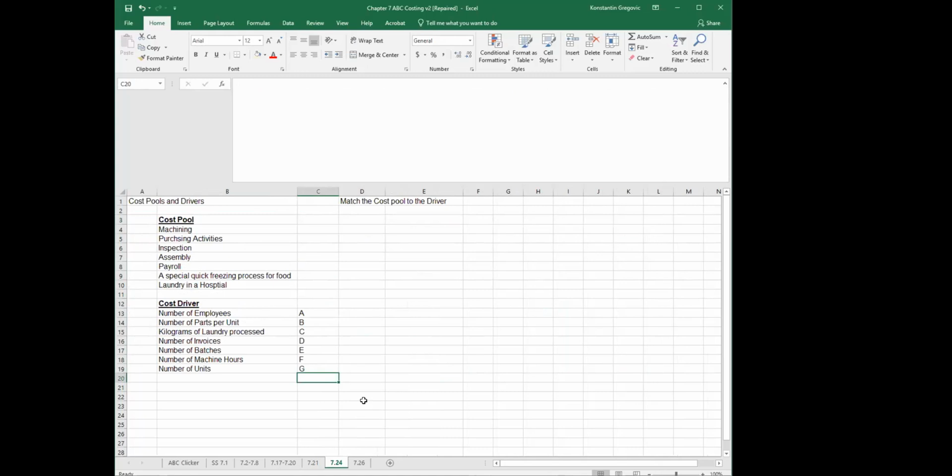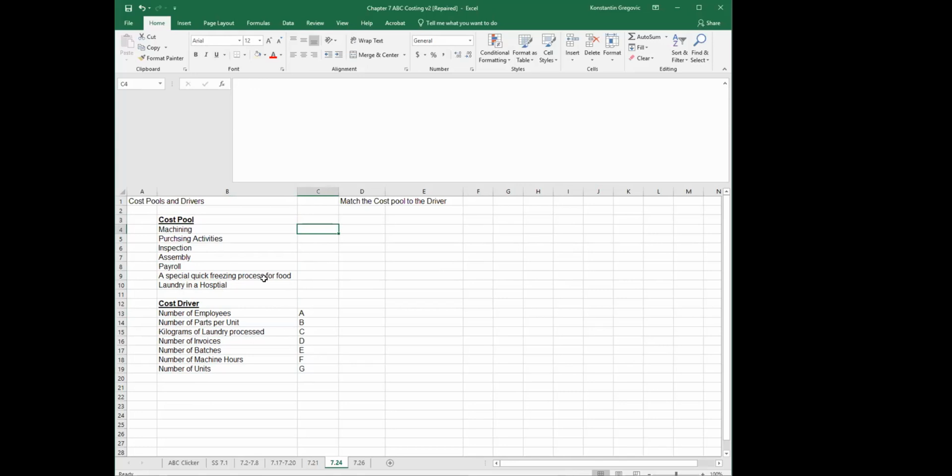We've got one here. Match the cost pool to the driver. Let's do this one. Okay, so the cost pools are machining, purchasing, inspection, assembly, payroll, a special quick freezing process for food, and laundry in the hospital. So we're going to take the cost driver and match it to the pool.